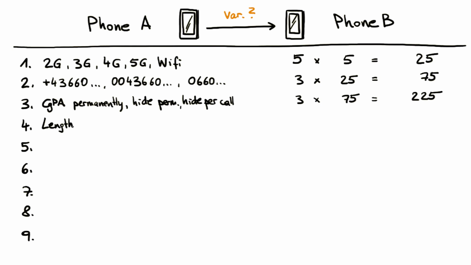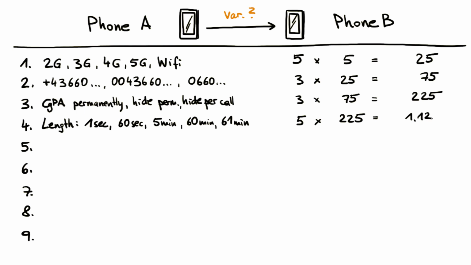Now in the next variation we look at the possible combinations with the call length, because different durations may trigger different charging behavior. So we are testing a 1 second call length, 60 seconds, 5 minutes, 60 minutes, sometimes after 60 minutes in some countries the call is ended, and 61 minutes. So it's again 5 different combinations by the 225 we already have. So we are here with 1125 variations.